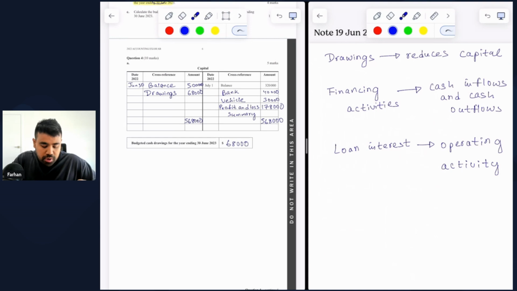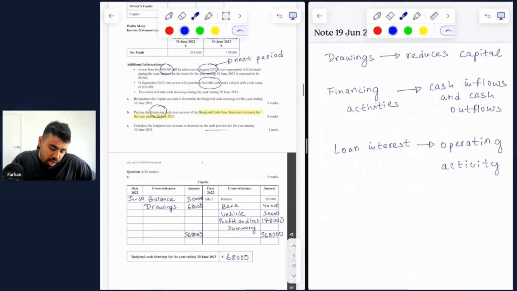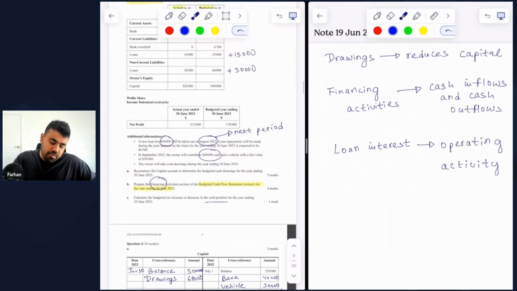Then we are including the profit and loss summary. And this $178,000, so where do we get this from? This is the forecasted net profit for the next financial year ending 30 June 2023. Whenever we have a net profit, it increases the owner's equity in the business. Net profit increases owner's equity, which means the capital increases.